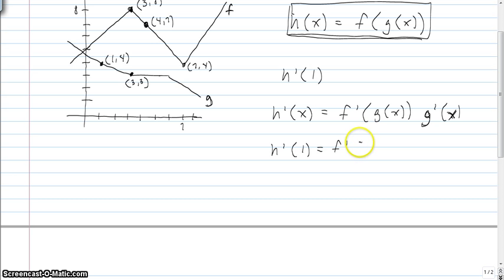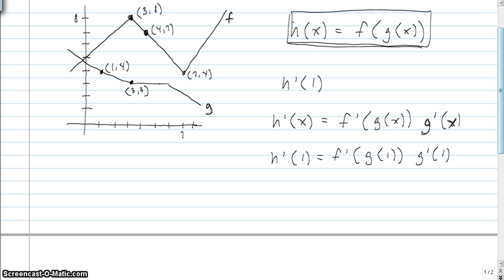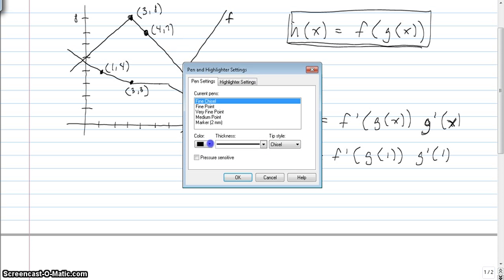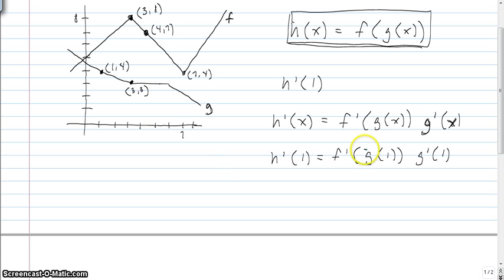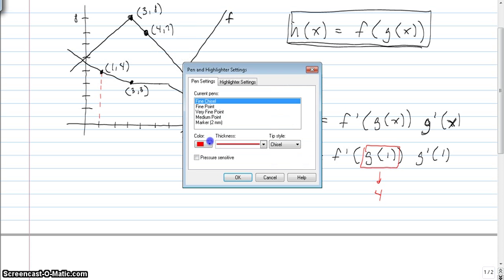This would be f prime at g of 1 multiplied by g prime at 1. So let's see, a couple of values I need to read from my graph. Let's first take the value of g when x is 1. When x is 1, I'm going to go up to my graph of g, and the y value is 4.